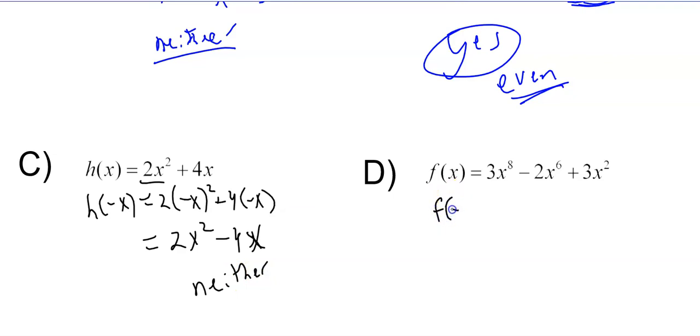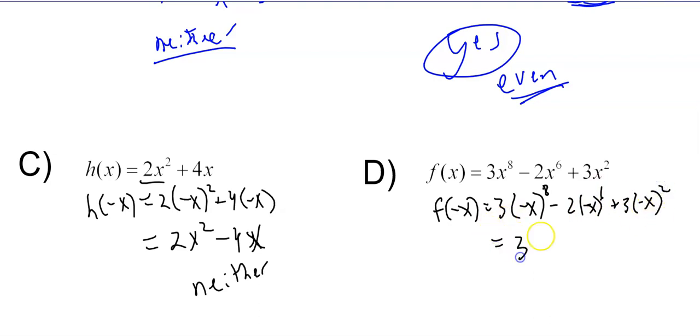Plug in negative x. You get 3 times negative x to the 8th minus 2 times negative x to the 6th plus 3 times negative x to the 2nd. So that term is always positive, 3x to the 8th, negative to an even power. That's going to become positive when you put it to the 6th power, so it'd be minus 2x to the 6th. That didn't change either, so neither one has changed. Plus 3x squared. So that one didn't change. And by the way, the exponents are all even, aren't they? It definitely passes the test. It's even. That's the lesson.